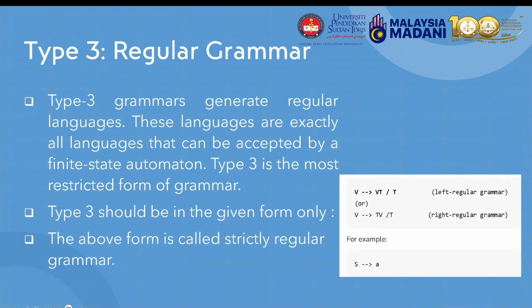Okay, and then we have type 3 grammar. The rule is restricted to one terminal and non-terminal on the right side of the rules. There are two forms, namely the left regular grammar and the right regular grammar. Type 3 is the most restricted form of grammar. It should be in the given form only: V implies VT, or V implies TV, or T, right regular or left regular. Other than that, it will not be accepted.